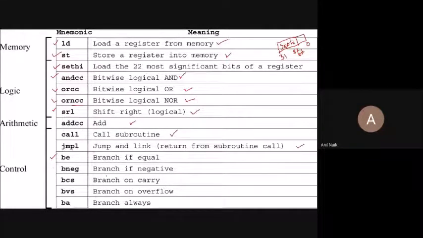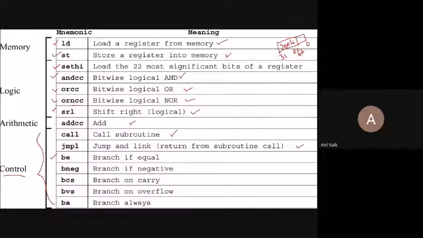So these are the control instructions: call, jump and link, return from a subroutine call. Subroutine means a small code; after executing the code, it will return. So call, jump and link, branch equal, branch if negative, branch on carry, branch on overflow, branch always. So these are all which type of statement? Control statements. And ADDCC is an arithmetic instruction.